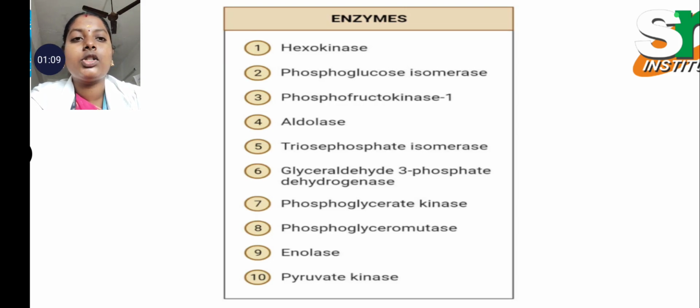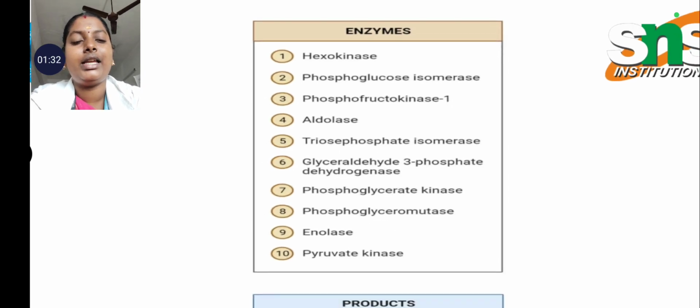and the third one is phosphofructokinase, and the fourth one aldolase, and the fifth one triose phosphate isomerase, and the sixth one glyceraldehyde 3-phosphate dehydrogenase, and the seventh one phosphoglycerate kinase, the 8th enzyme is phosphoglycerate mutase, and the 9th one enolase, and the 10th one is pyruvate kinase. So these are all the 10 enzymes which act in glycolysis for the conversion of glucose into pyruvate.